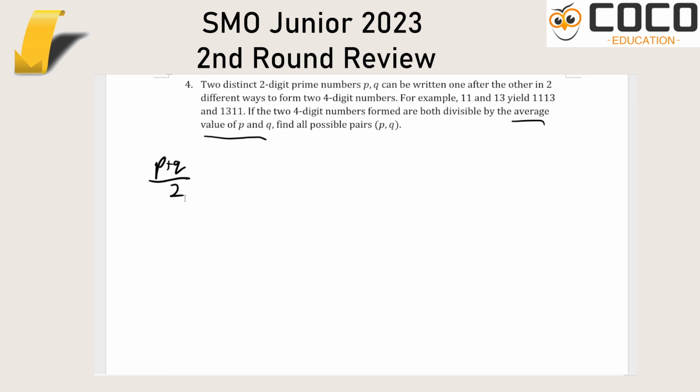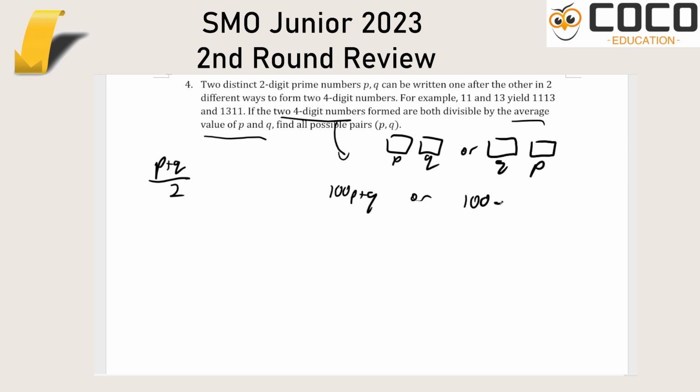The 4-digit numbers with P and Q put next to each other would basically be the 2-digit number followed by the 2-digit number, or vice versa. The first one would be 100P + Q, and the other would be 100Q + P. Rather, it's not or, it's and, because both of them are multiples of (P+Q)/2.